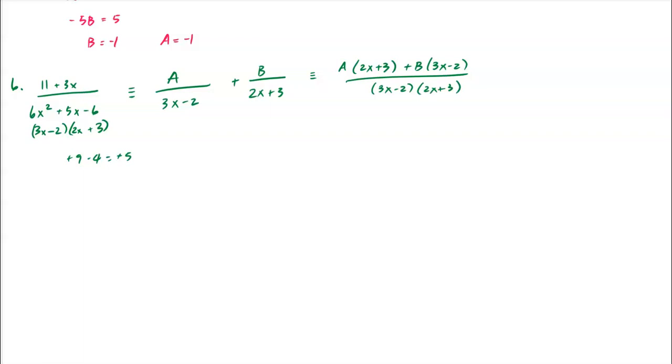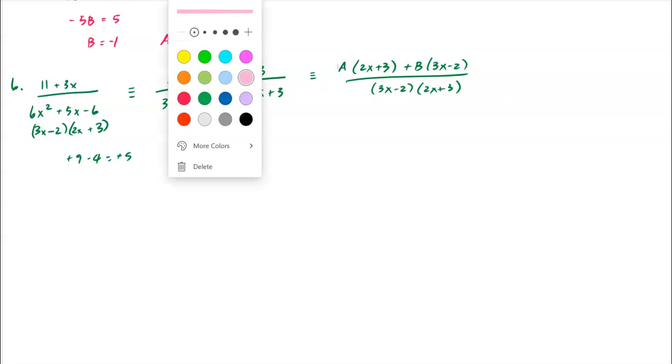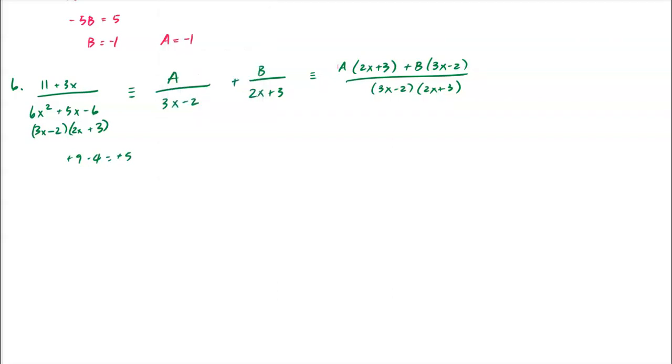Okay, let's go ahead and take that numerator. Not a good color combination. Let's make it yellow. Yellow goes with everything. There we go. With this right here, that numerator. And I'm going to rewrite this in standard form: 3x plus 11 equals a times 2x plus 3 plus b times 3x minus 2.